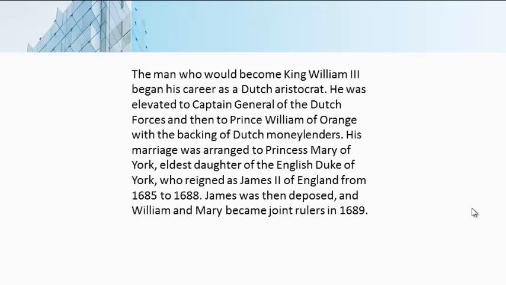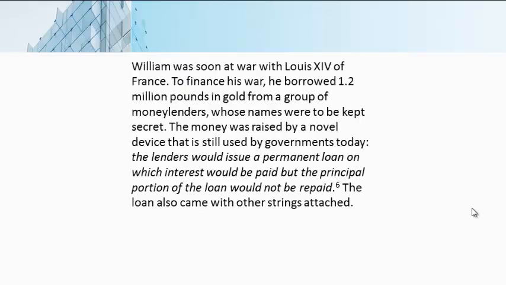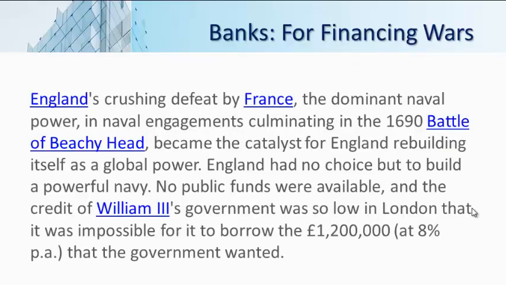Then James was removed from power, and William and Mary became the joint rulers in 1689. And then soon there was the Nine Years' War with France. For this purpose he needed money, which he got in return for creating the Bank of England. So basically England was defeated by France, who had the bigger navy, in 1690.